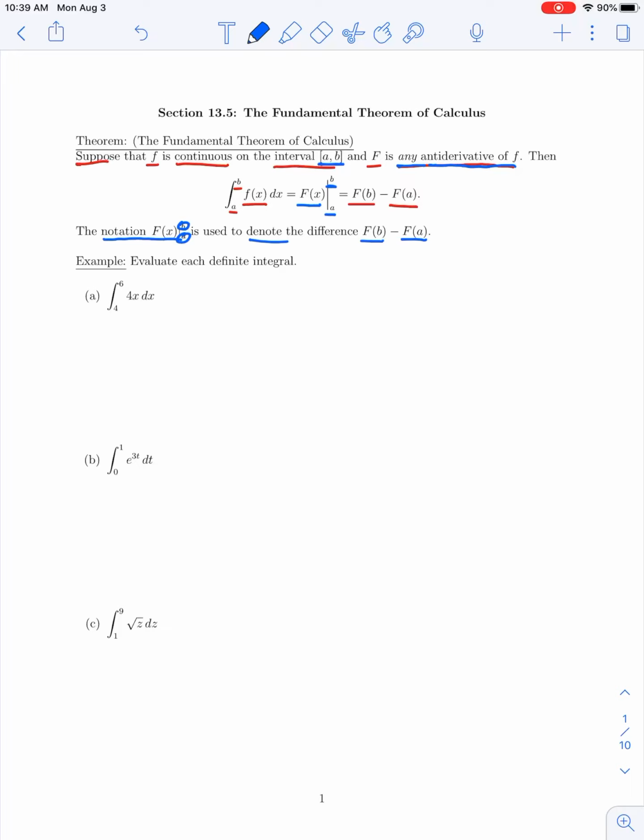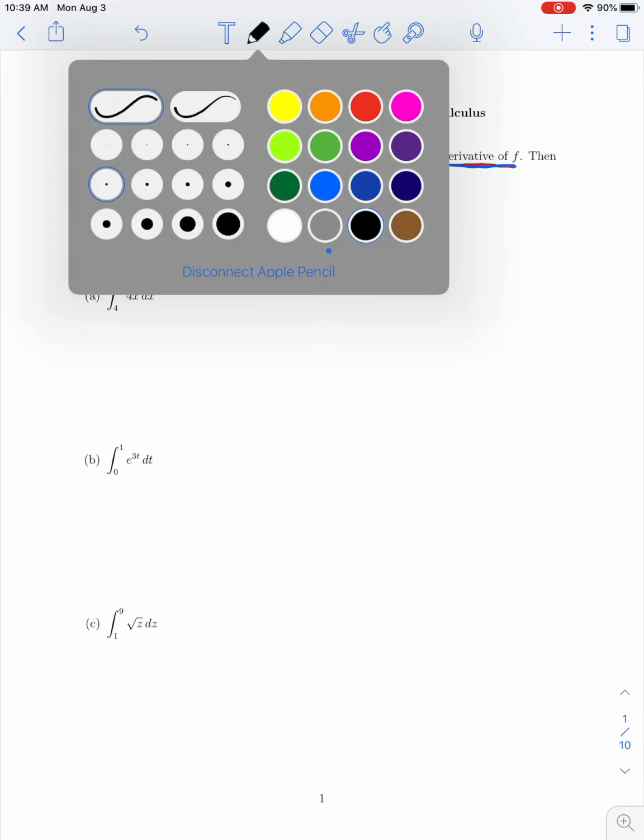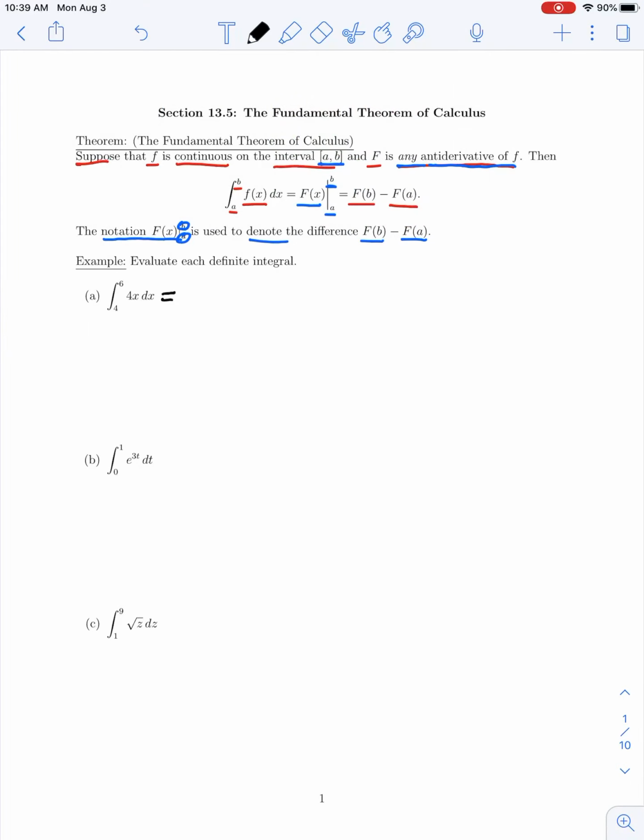And in part A, we have the integral from 4 to 6 of 4x with respect to x. So, using the fundamental theorem of calculus, we need to find an antiderivative of this function, 4x. So the antiderivative of 4x using the power rule will be 2x squared. And then we said, in general, we can add any constant we want to our antiderivative to get the most general antiderivative.